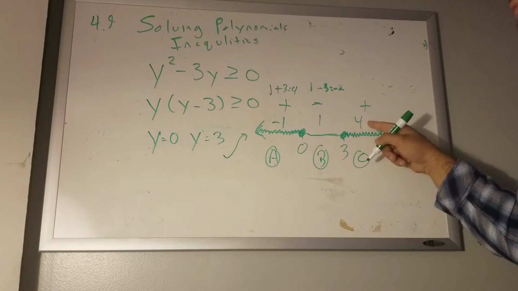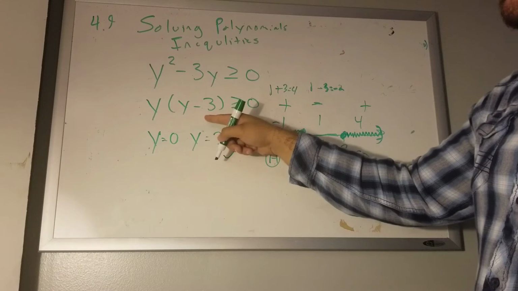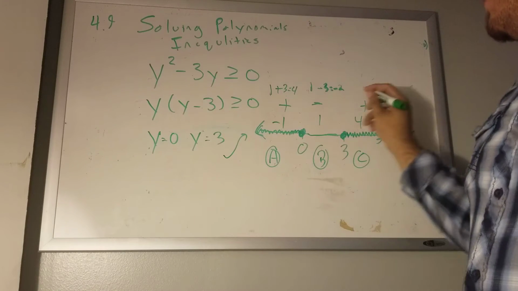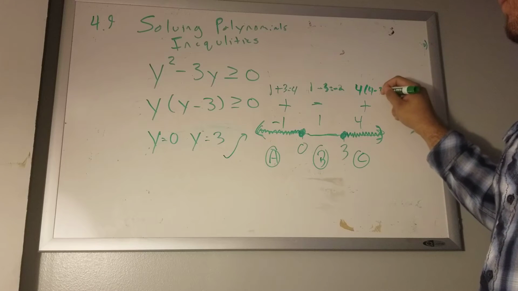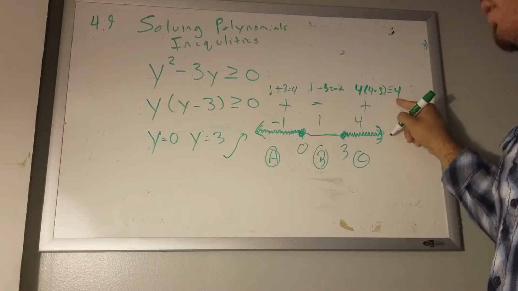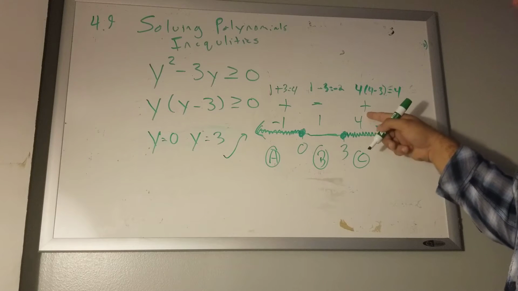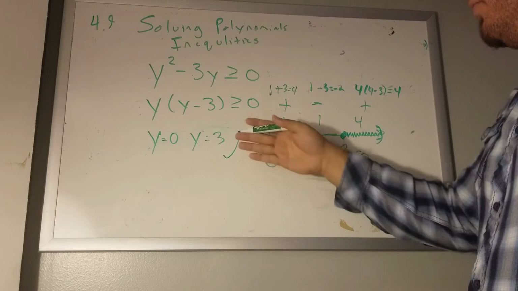Last section, we're going to plug in 4 into the original equation. This one, I'll plug it into this one. I feel like it's easier just to plug it in here. So I'll have 4 times 4 minus 3. 4 minus 3 is 1. 4 times 1 is 4. Here, again, a positive number. So I'm going to put a plus sign here. Now we filled out this number line.